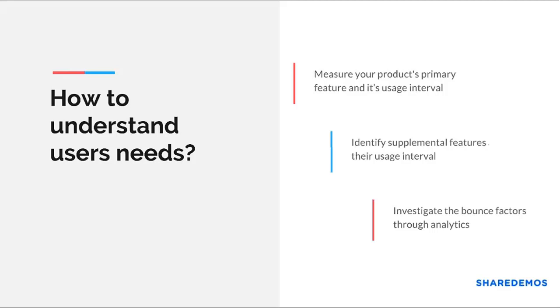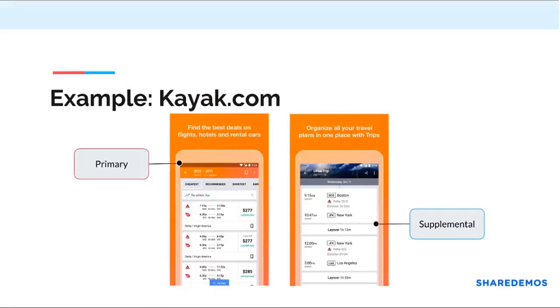Let's talk with an example. For example, I hope you all know about kayak.com. It's an online product where you can find the best deals on flights, hotels, and rental cars, and you can go ahead and book that. So the primary feature here is making a booking, and the supplemental feature is organizing your trips in one place. So this is the difference between a primary and supplemental feature.